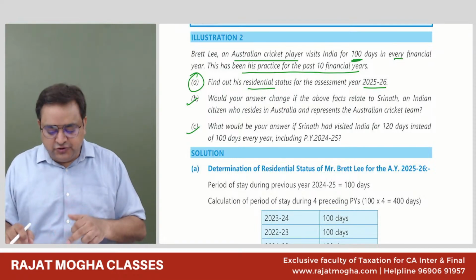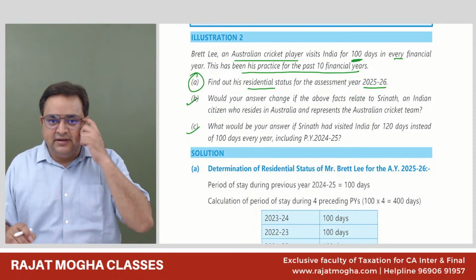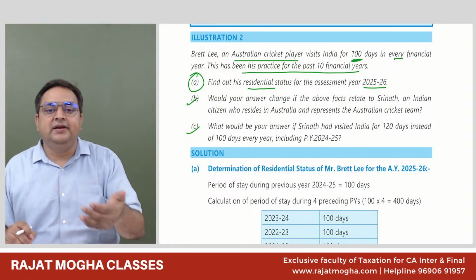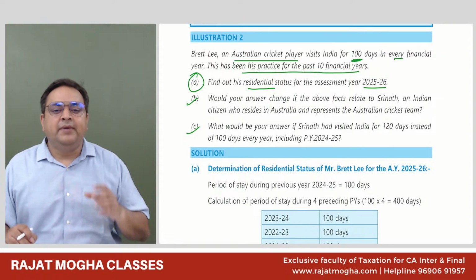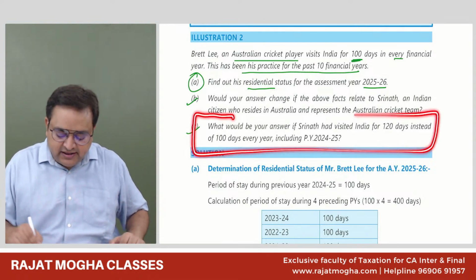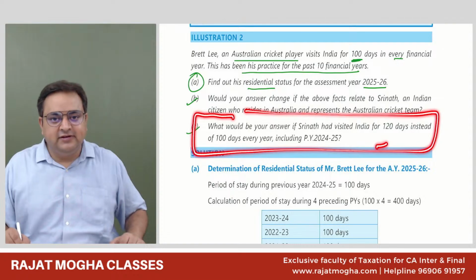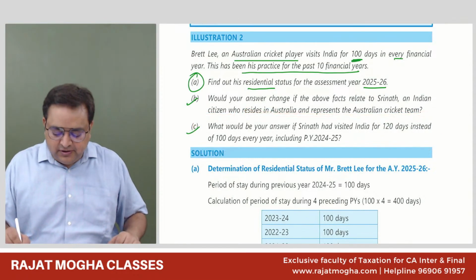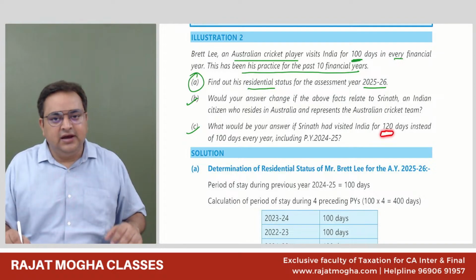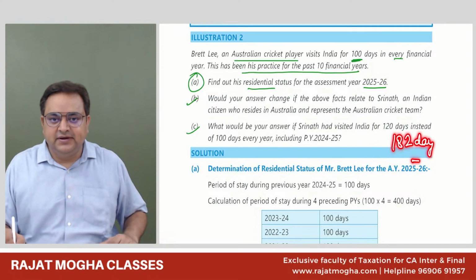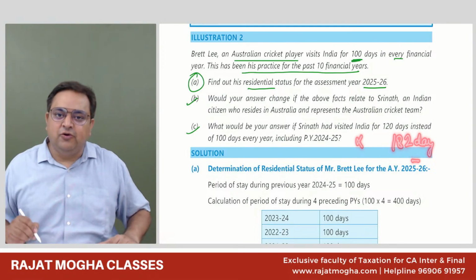Although in this solution, they have taken both the cases, that if his Indian income is more than 15 lakh or if his Indian income is less than 15 lakh. But in your examination, you can simply write, since there is no information regarding the income of the assessee, we have to apply the normal provisions only. Correct. So even for 120 days, it will not be applicable, because the normal provision requires at least 182 days. So in this case also, he would be a non-resident.